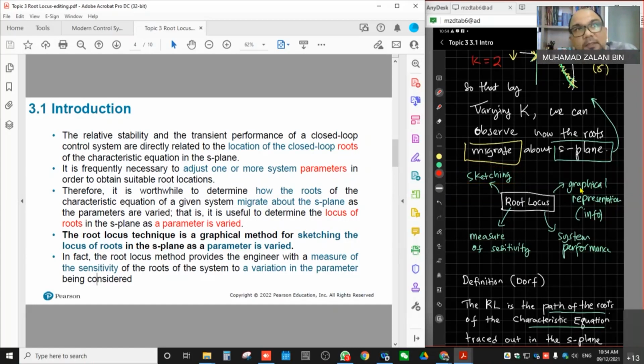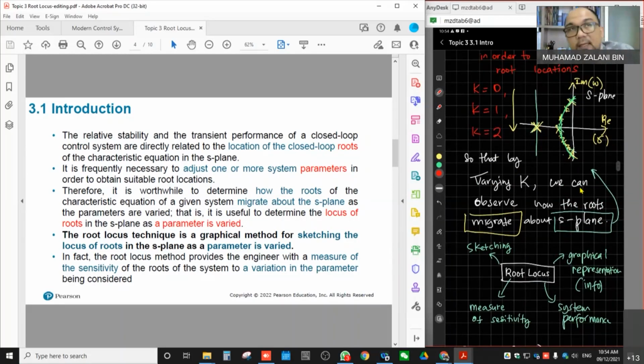That is something we can do other than manual sketching. But it's still important to study how to do manual sketching by following the rules of plotting the root locus. That is important because when we do manual sketching, our understanding will be better. If you proceed directly to MATLAB, you will not see the concept clearly because the machine will do it for you.